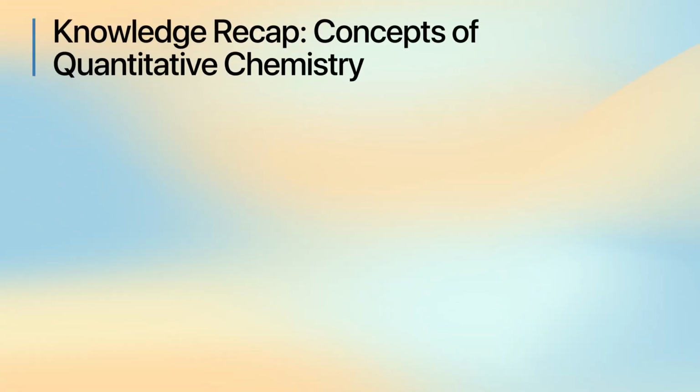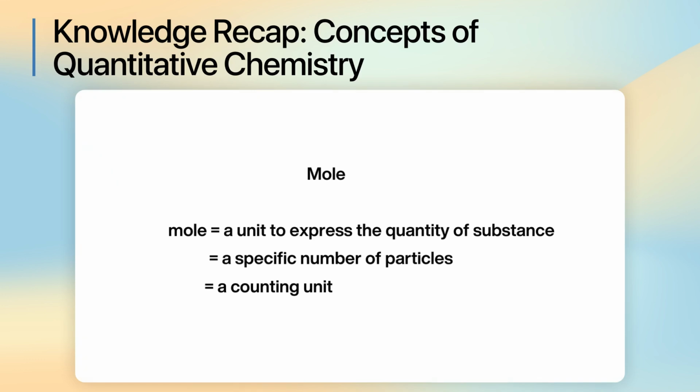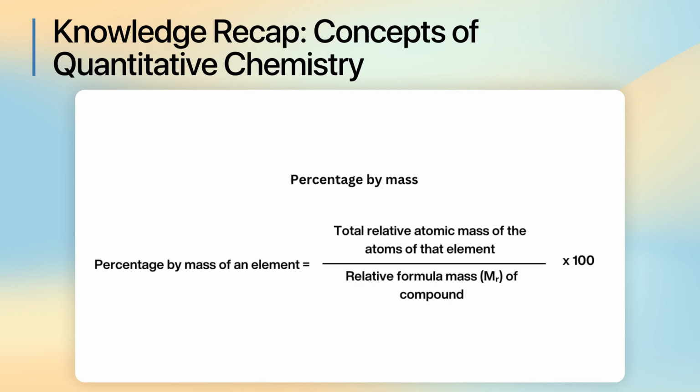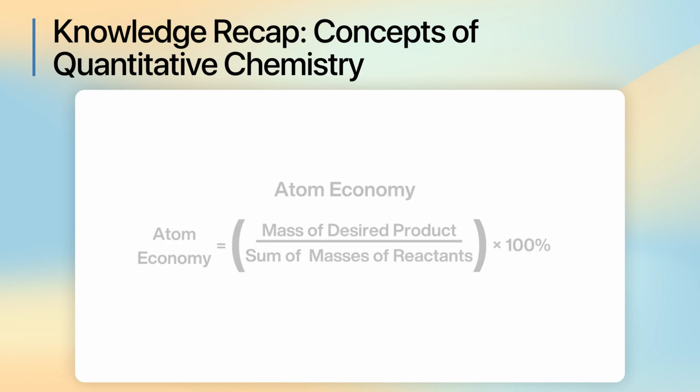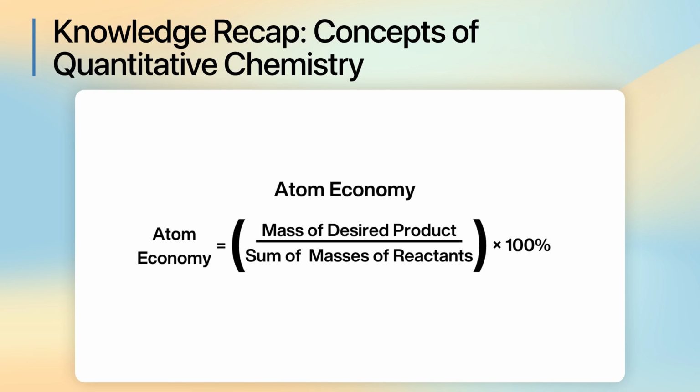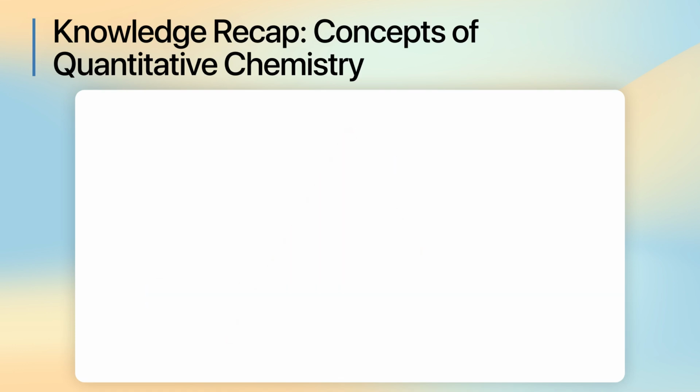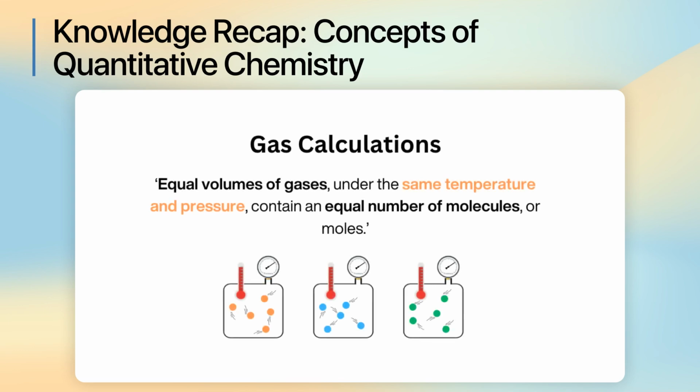So far, we've explored essential quantitative chemistry concepts: the mole, which we explored as a unit for expressing a specific quantity of a substance or particles; percentage by mass, which we calculate using relative atomic mass and relative formula mass; atom economy, which tells us the efficiency of a chemical reaction; concentration, which uses mass and volume; and gas calculations, which explore temperature and pressure in order to determine the number of molecules. These principles have given us a strong foundation in understanding and calculating chemical quantities and reactions.